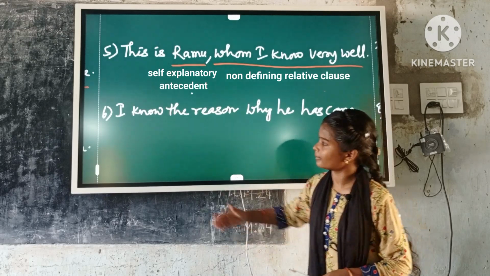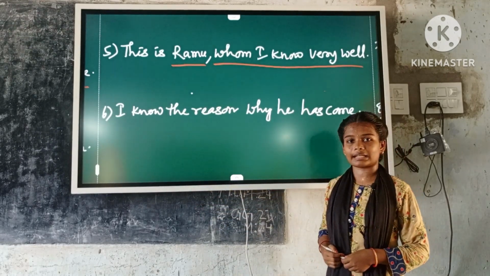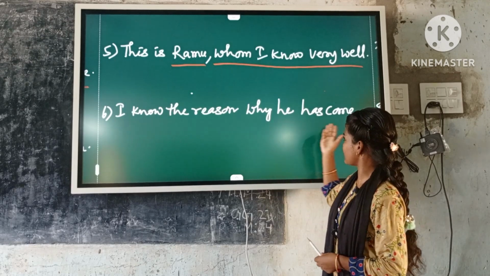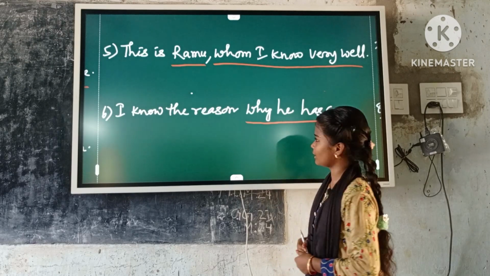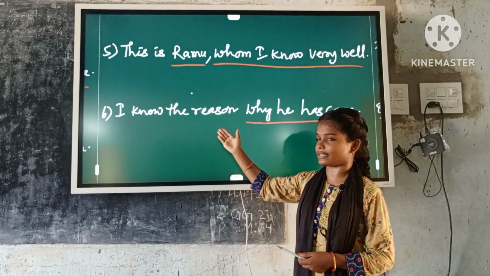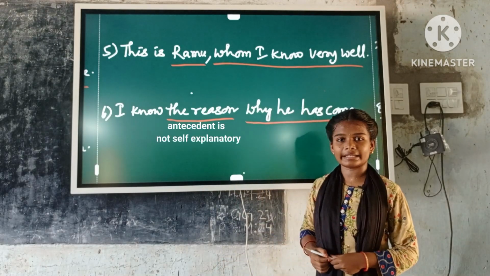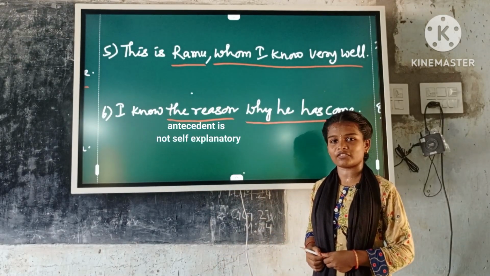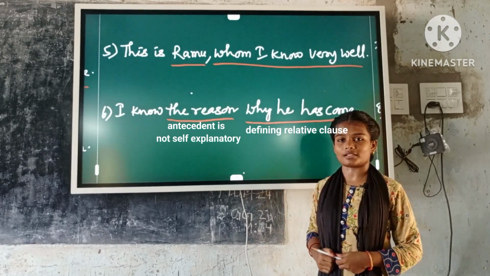Sixth example. I know the reason why he has come. Here relative clause is why he has come. Antecedent is the reason. Here antecedent is not self-explanatory. So this clause is called defining relative clause.